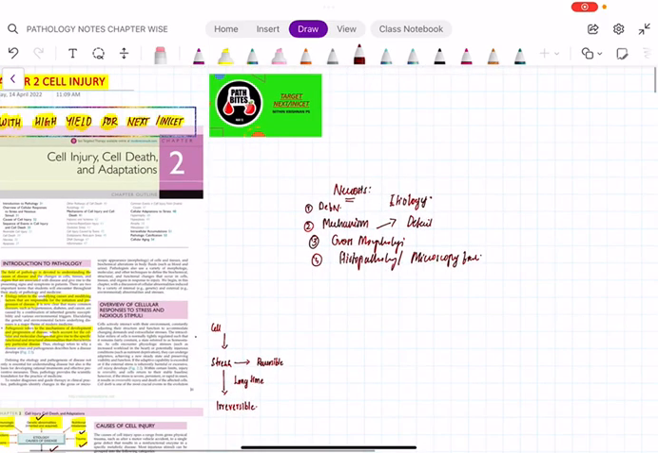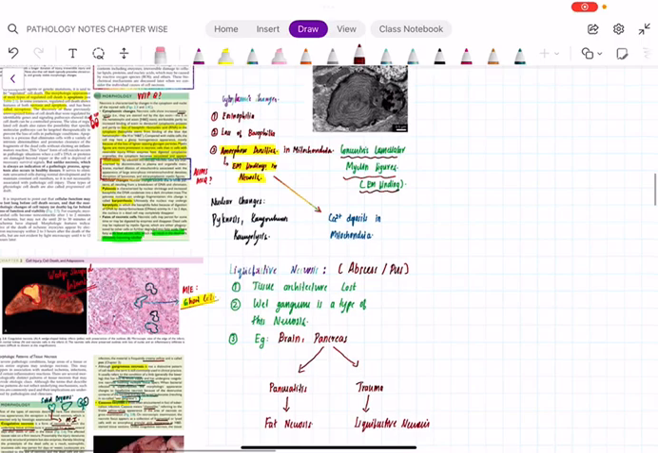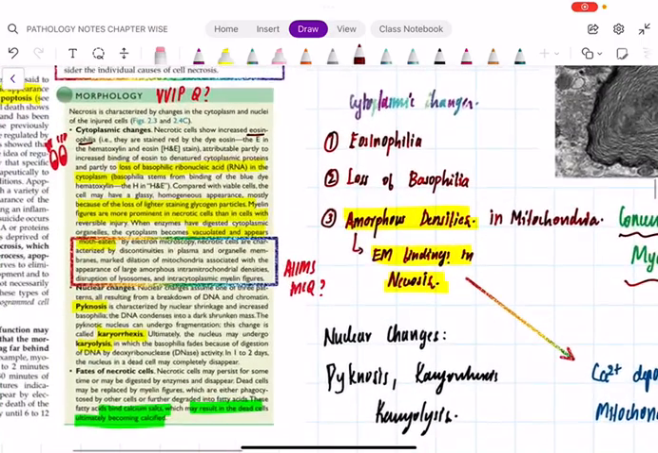Then coming to what are the features of necrosis? Number 1 is cytoplasmic changes. There will be increased eosinophilia. There are 2 reasons for why there is increased eosinophilia in necrosis or any irreversible cell injury. Number 1, due to protein denaturation. Number 2, there is loss of basophilia. Because of loss of basophilia, eosin is dominating there.